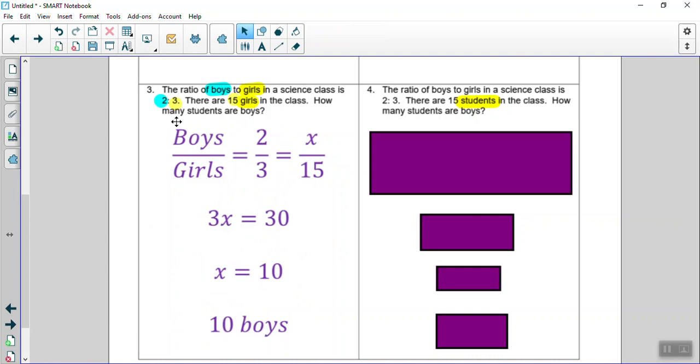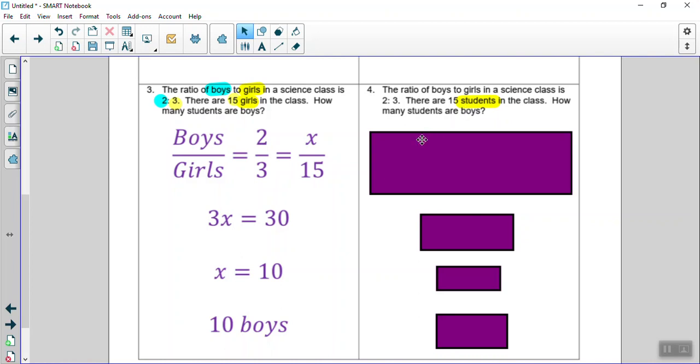The difference between this one and number 4 is that students, if we set up the same ratio boys to girls, we couldn't put this number anywhere in there. The 15 students, we don't know how many of those are boys or how many of those are girls. So we can't set up the ratio boys to girls because we don't know how many of those 15 are boys or girls.